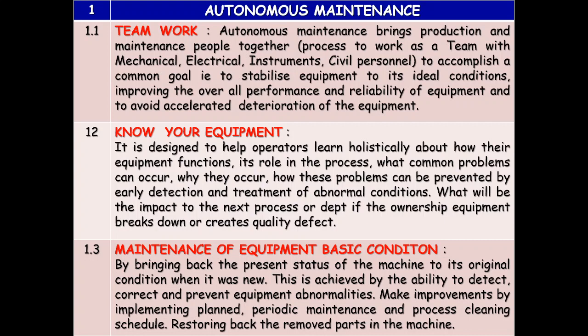Topmost importance is given to teamwork. Autonomous maintenance brings production and maintenance people together, that is, process to work as a team with mechanical, electrical, instruments, and civil personnel to accomplish a common goal, that is, to stabilize equipment to its ideal conditions, improving the overall performance and reliability of equipment, and thus avoid accelerated deterioration of the equipment.